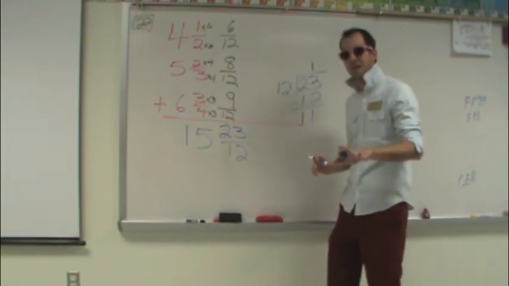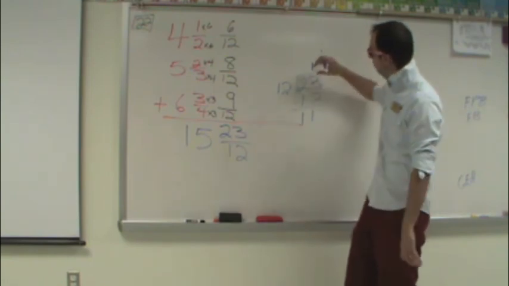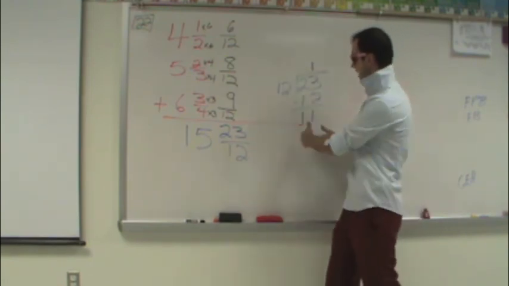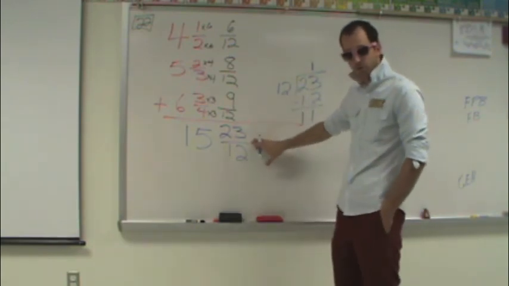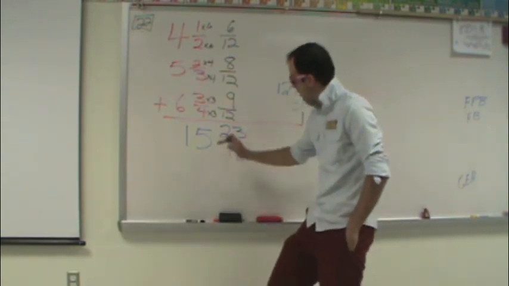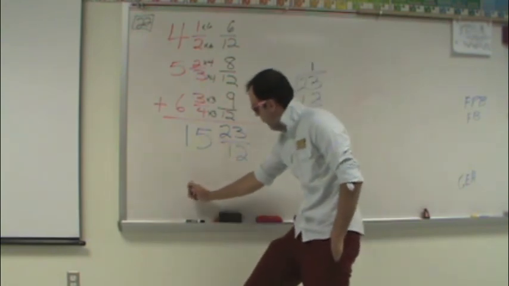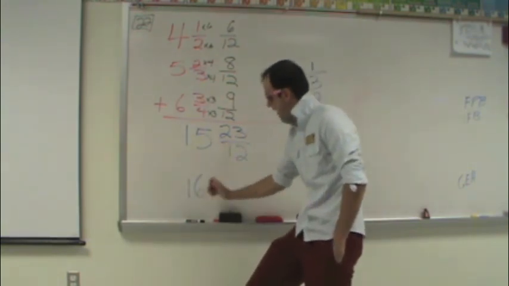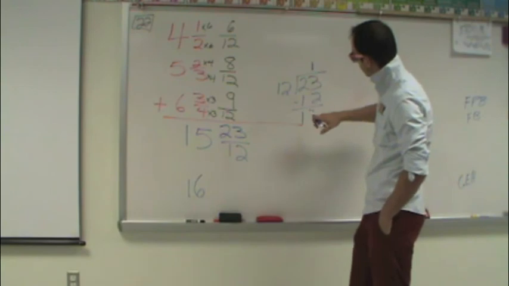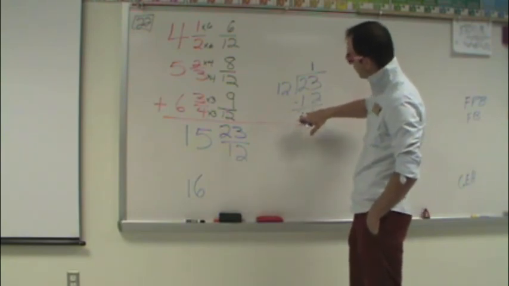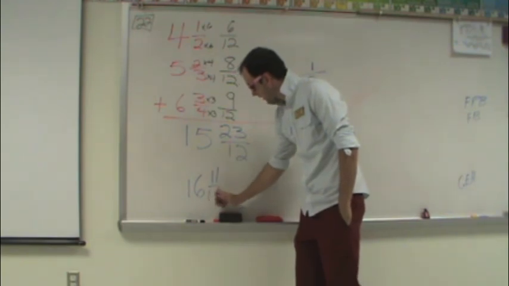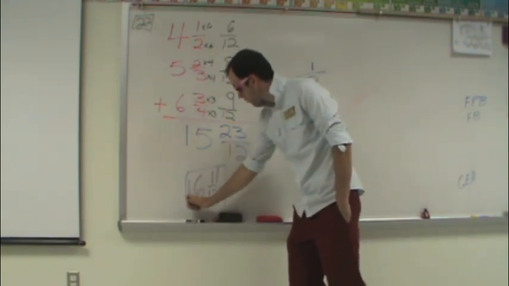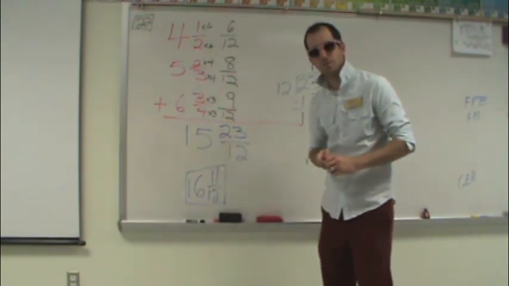And leftover is exactly the right terminology to use. When we take out a whole number, we're going to have 11 left over. The denominator of our fraction will not change. We're going to take that whole, add it to 15, and get 16, and we are going to leave the 11 over 12. So 16 and 11 twelfths is our answer.